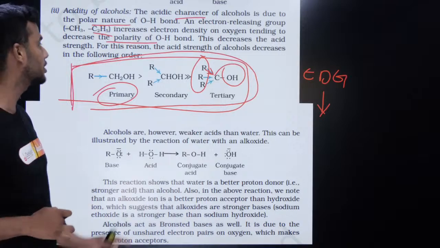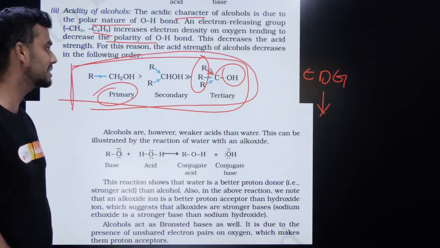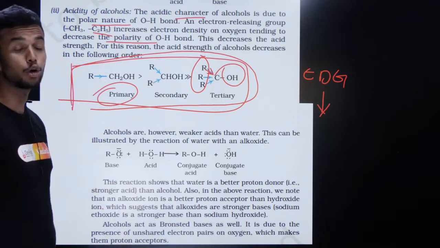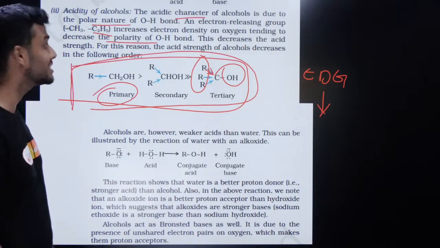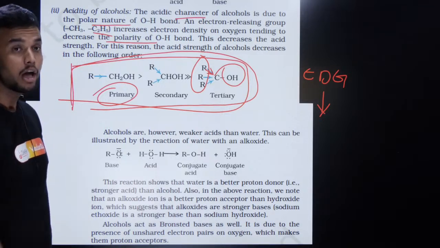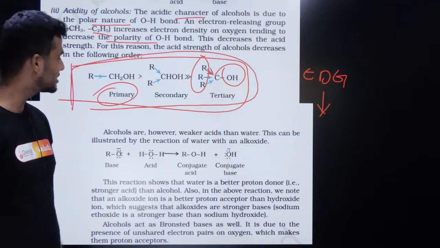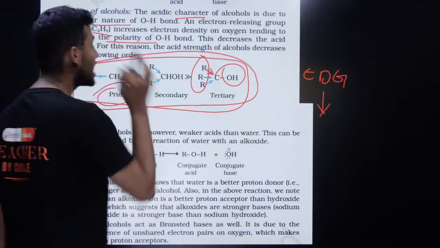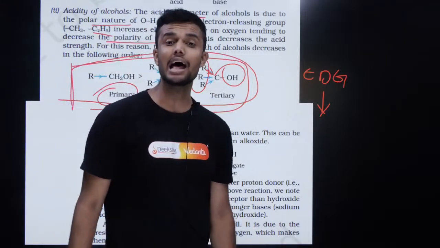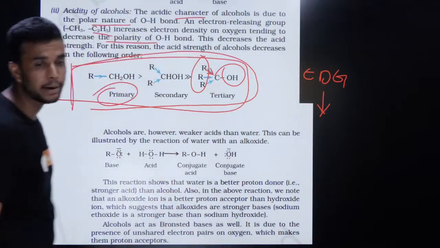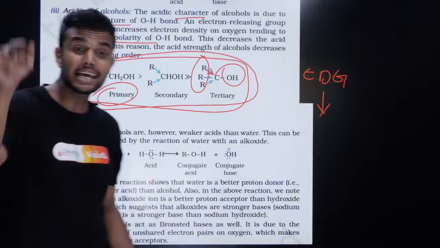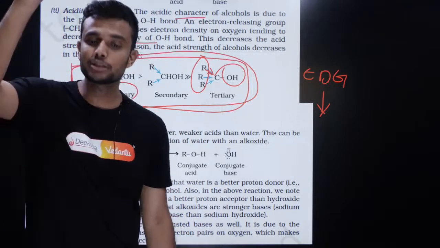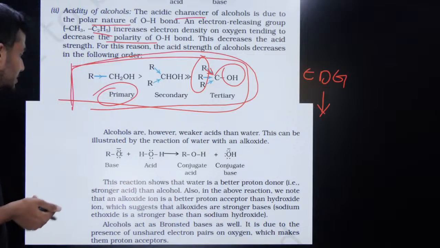This is an increasing order or decreasing order arrangement. If three electron donating groups are present, then the acidity of OH is low. If only one group is present, then the acidity is high. Primary alcohol has higher acidity, tertiary alcohol has lower acidity. I repeat once, primary alcohol has higher acidity, tertiary alcohol has lower acidity. Very simple. Okay, students, I hope it's clear.